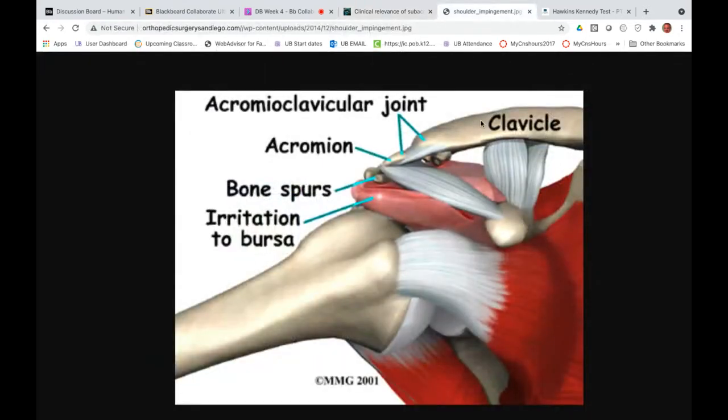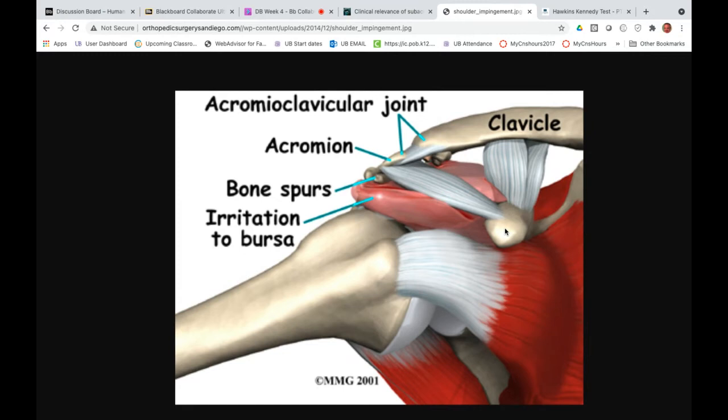So here we can see the clavicle. Here's the acromion process. We do have some ligaments, right? Ligaments go bone to bone. So we do have a ligament going from the clavicle to the acromion process. We have ligaments going from the clavicle to the coracoid process. This is the conoid ligament and the trapezoid ligament. And then we have one going from the acromion process to the coracoid process.